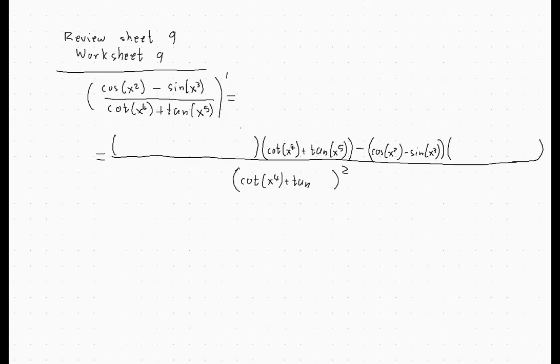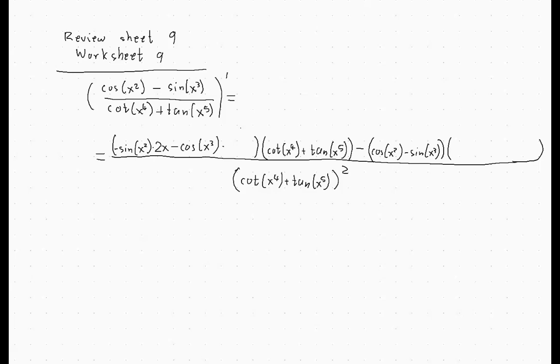Now, let's find the derivative of the numerator. The derivative of cosine is negative sine, and we also apply the chain rule. So this is negative sine of x squared times 2x minus the derivative of sine, which is cosine. So we have cosine of x cubed, and by the chain rule, we multiply by the derivative of the inner function, so times 3x squared.